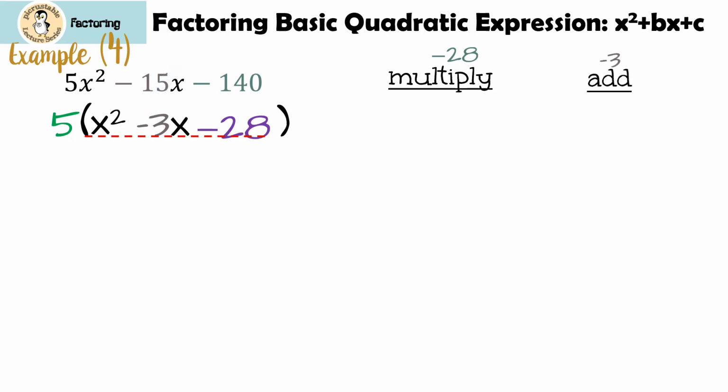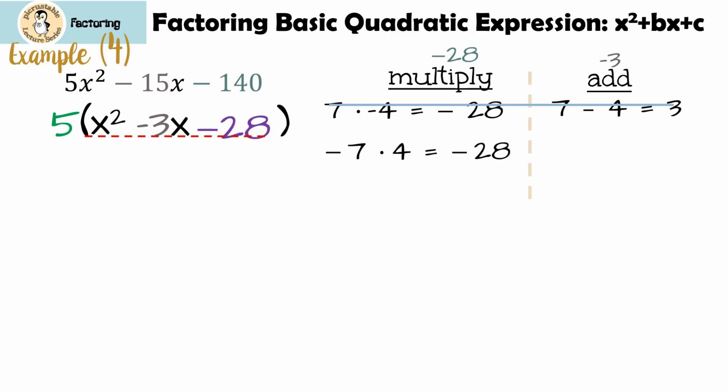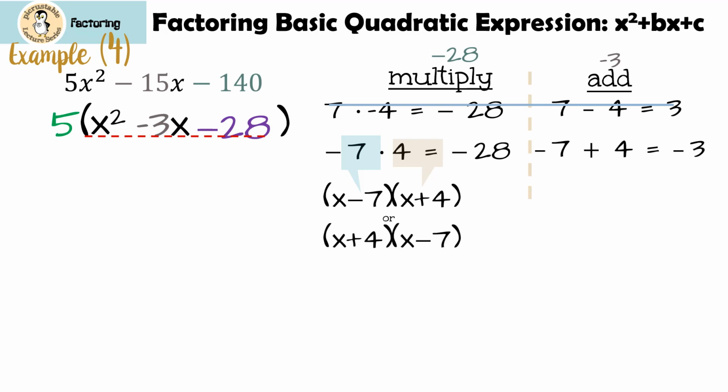Let's start guessing. I know that 7 times negative 4 is negative 28. 7 minus 4 is 3. Well, we need a negative 3, so let's just change the signs. Negative 7 times 4 is still negative 28, but this time, negative 7 plus 4 is negative 3, and that's what we want. So what is it going to factor into? Well, x minus 7 and x plus 4. That's it. Let's say you said 4 times negative 7. In that case, you'll have x plus 4 times x minus 7. But guess what? It doesn't matter.